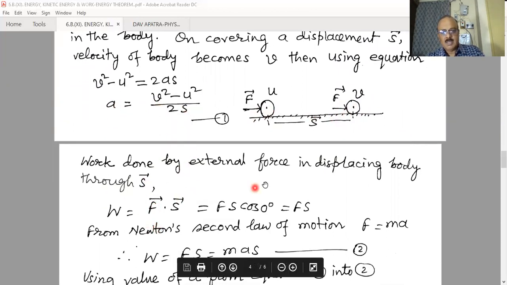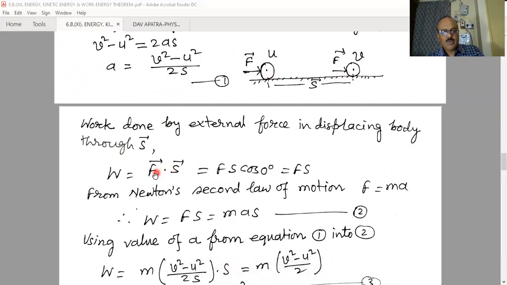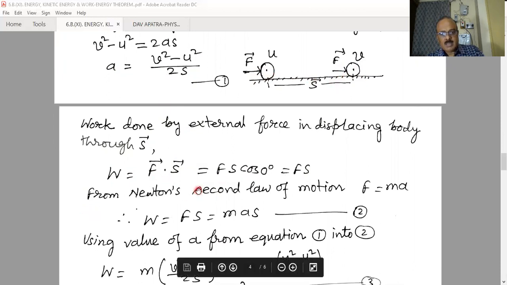Now the work done by the external force in displacing the body, that we know is W equal to F dot S, or Fs cos of 0 degree, that is F into S. And from Newton's second law, we know F is equal to m into a.